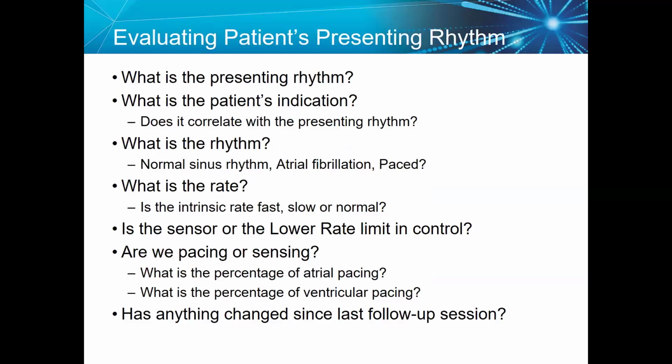Evaluating the patient's presenting rhythm: what is the presenting rhythm? What is the patient's indication? Why did he get a device? Does it correlate with the presenting rhythm or not? What is the underlying rhythm? Does he have normal sinus rhythm, atrial pacing, AFib, atrial pacing, ventricular pacing? What is the rate? Is the intrinsic rate fast, slow or normal? Is it sensor or lower rate limit controlled? Are we pacing or sensing? What is the percent of atrial pacing and ventricular pacing? Has anything changed since the last follow-up session?